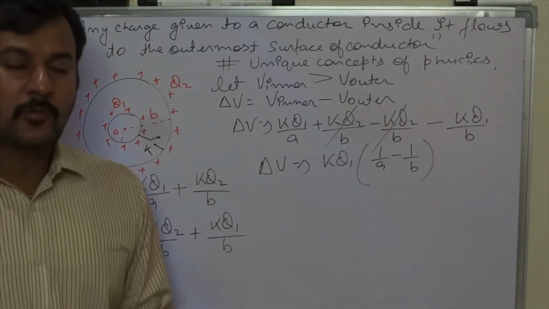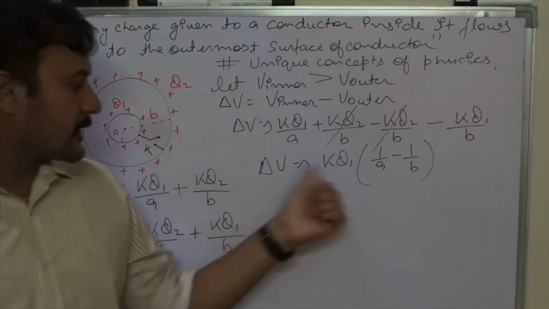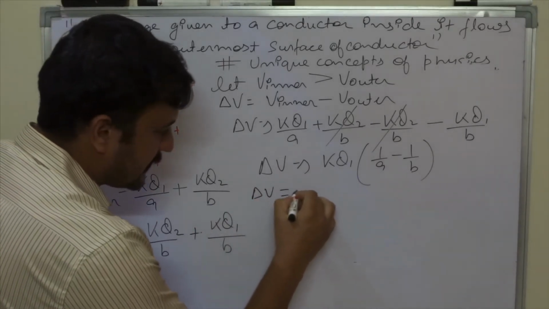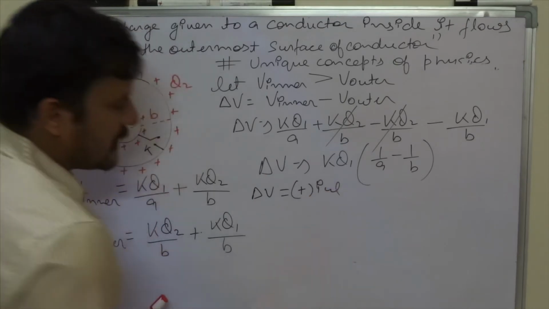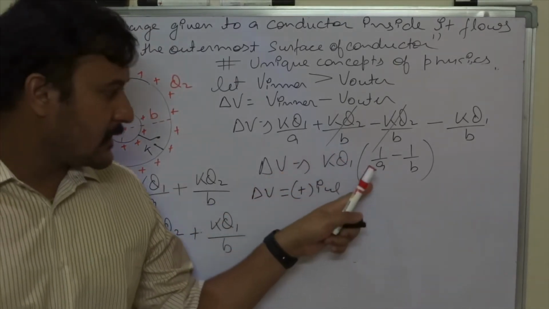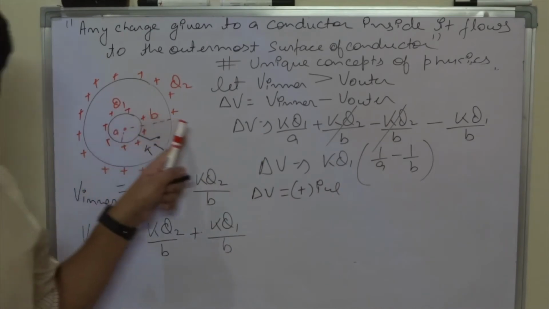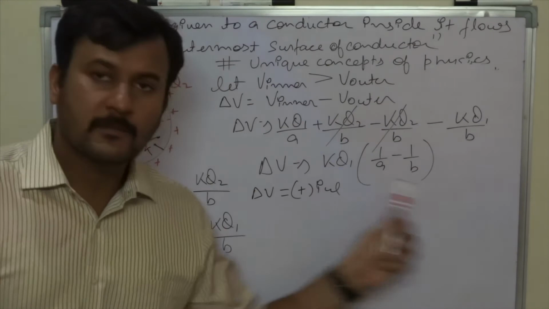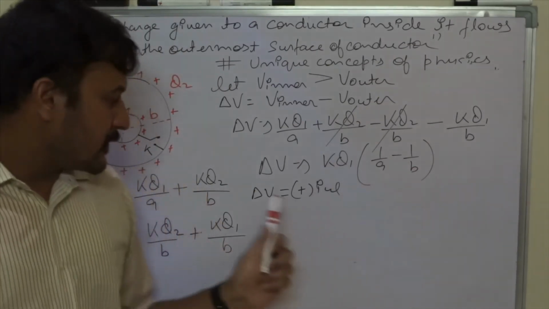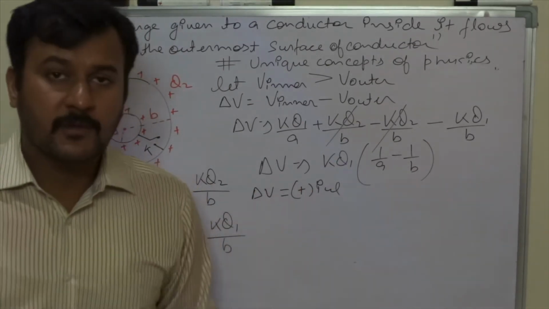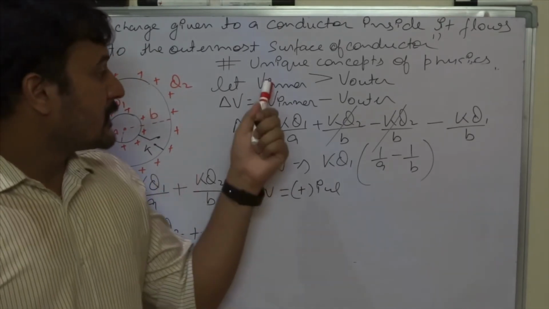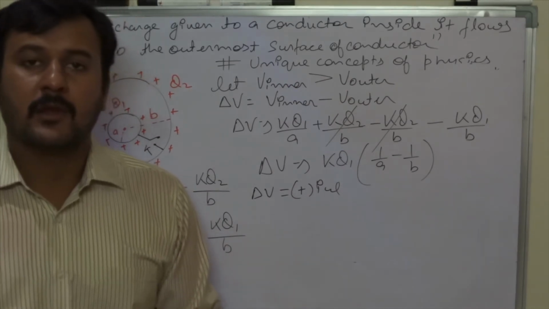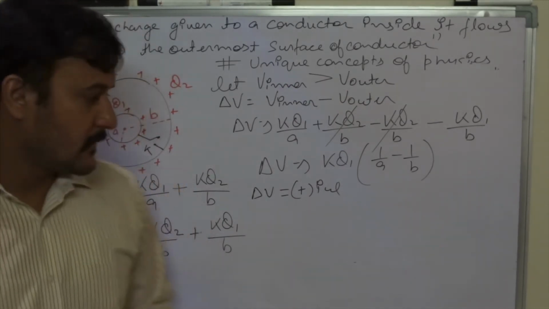Now there are two important things here. The potential difference, delta v, is positive. Obviously q1 is positive, and b is greater than a, therefore 1 upon a is greater than 1 upon b. So this term comes out to be positive, which means delta v is positive, which also means that v inner is greater than v outer. So my assumption that v inner is greater than v outer is absolutely correct.